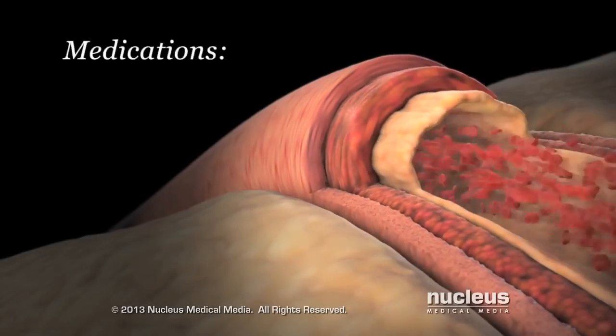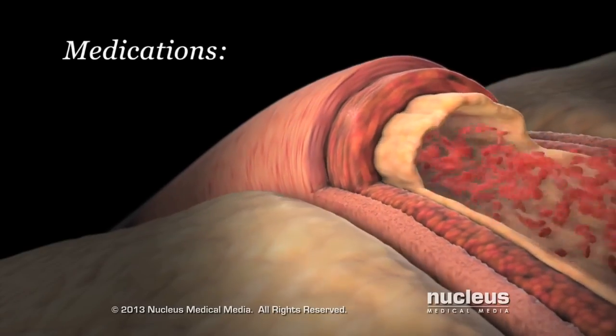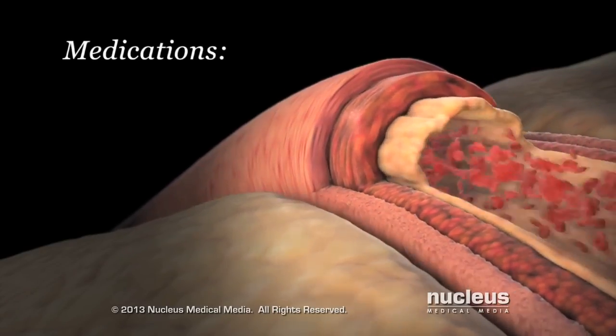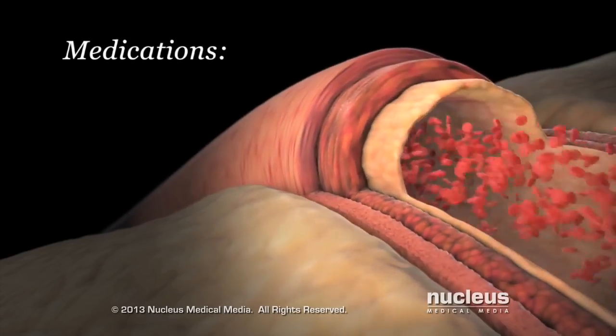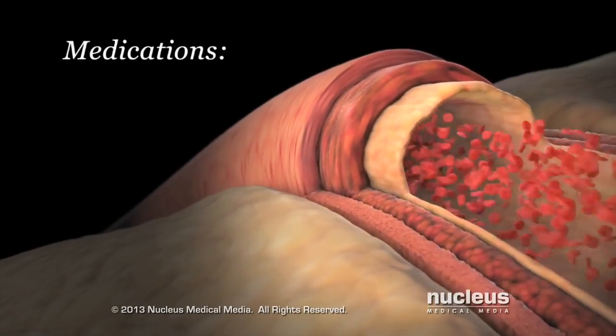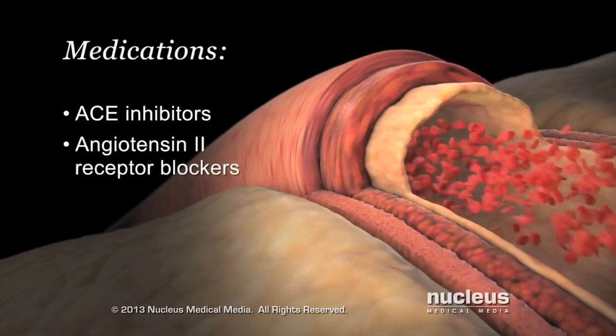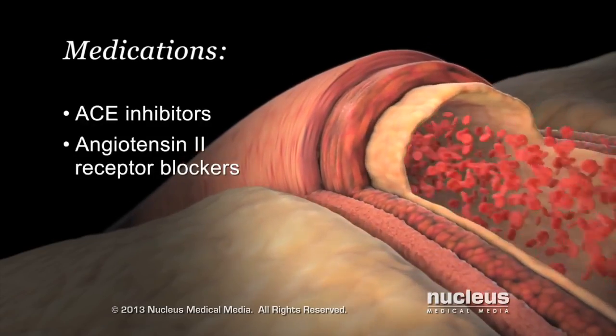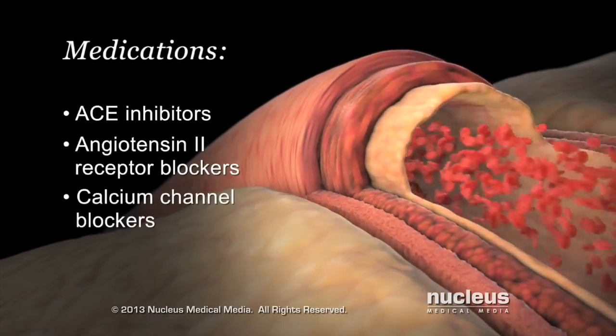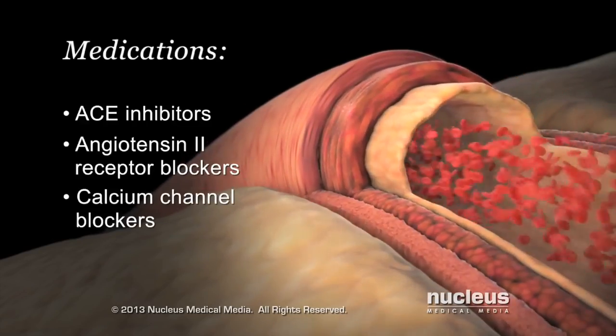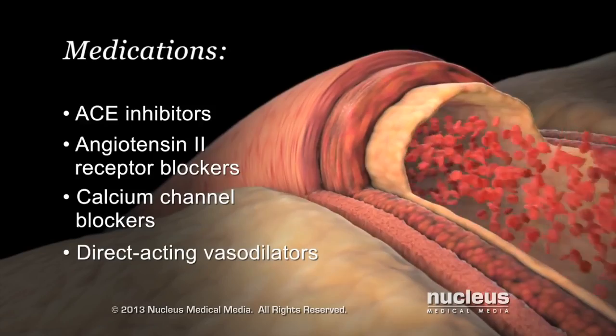Several types of drugs act directly or indirectly to reduce your blood pressure by relaxing your blood vessels, which increases their diameter. These drugs include ACE inhibitors, angiotensin II receptor blockers, calcium channel blockers, and direct-acting vasodilators.